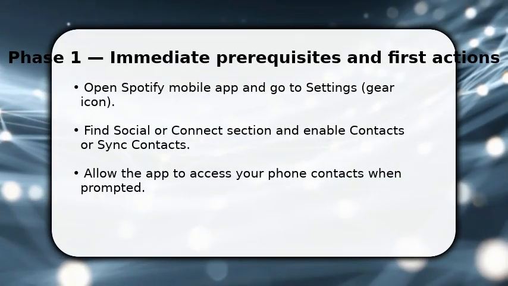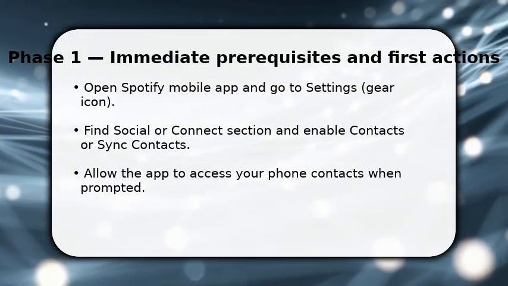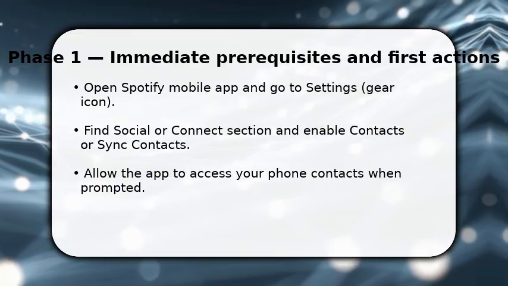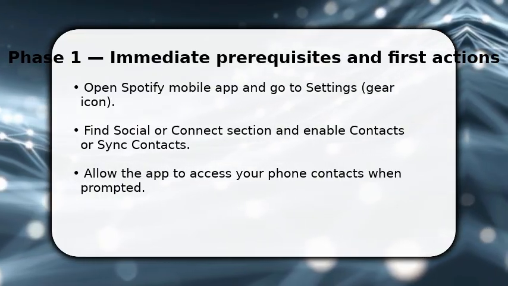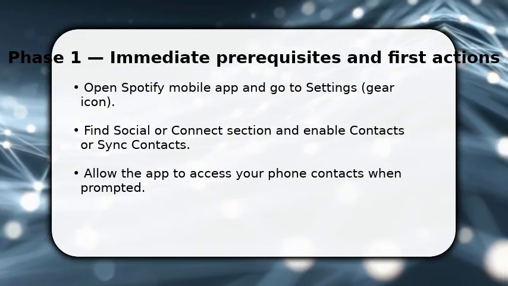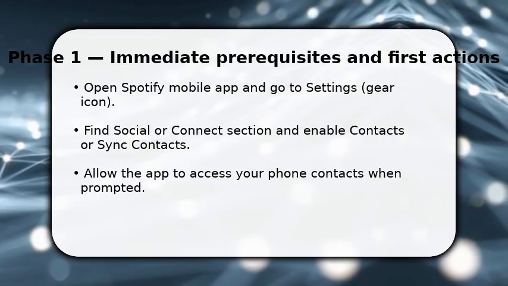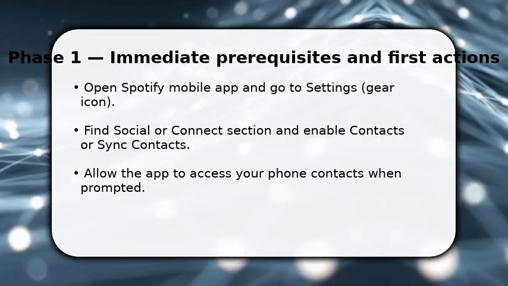You start by opening the Spotify mobile app and moving straight to Settings. This is where permissions live. Once there, locate the Social or Connect area and flip on Contacts Sync so Spotify can scan who in your address book uses the service. Allow the app to access your phone contacts when prompted. This is necessary for matching.